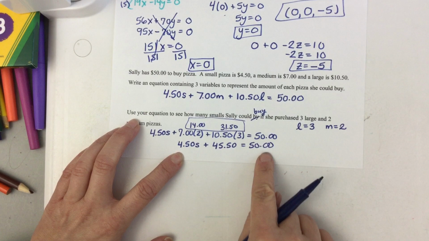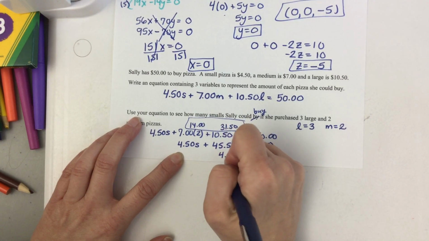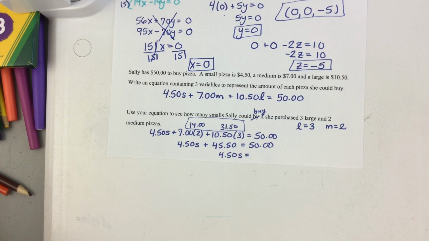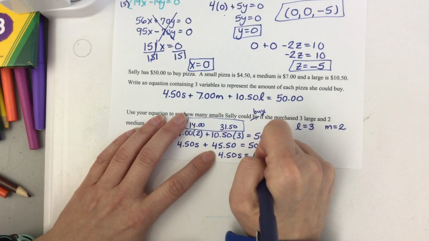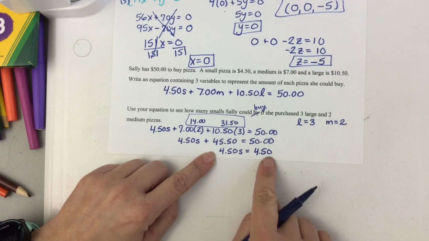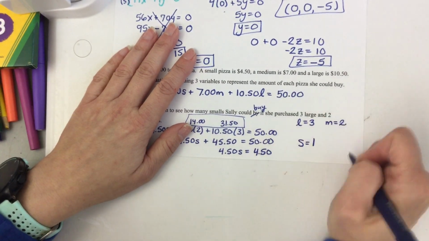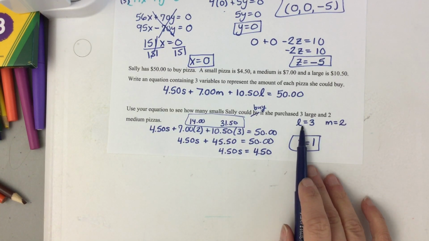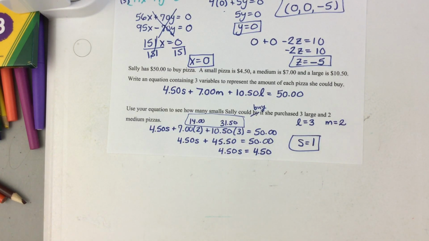If I minus $45.50, $4.50 per small, 50 minus 45.50 is 4.5. We're talking about money, so that's 450. If I divide, how many times does 450 go into 450? 1. So Sally could get, with her $50, 3 large, 2 medium, and 1 small pizza.